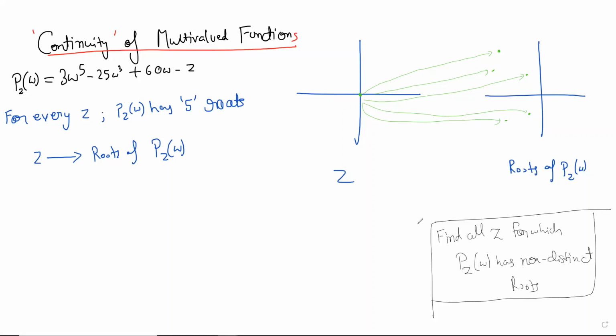But coming back to this question, we have this association where z goes to the roots of p_z, and this is like a 1 to 5 thing. If you look at this association naively from C to C, this is not the right way to look at it, but at the beginning, this is how you will look at it. Then this is not a function. One point is going to many points. So that's why it's a multivalued function. It's not really a function.